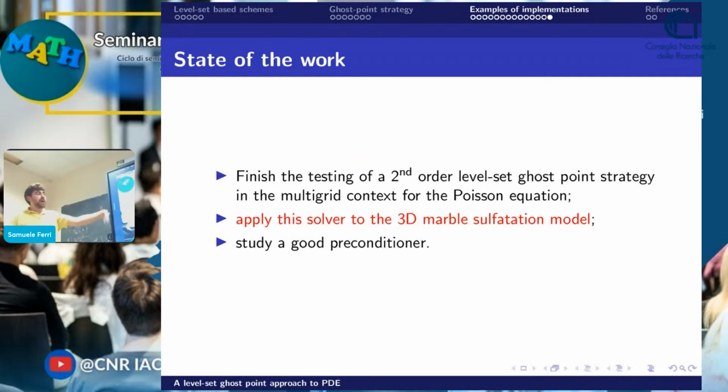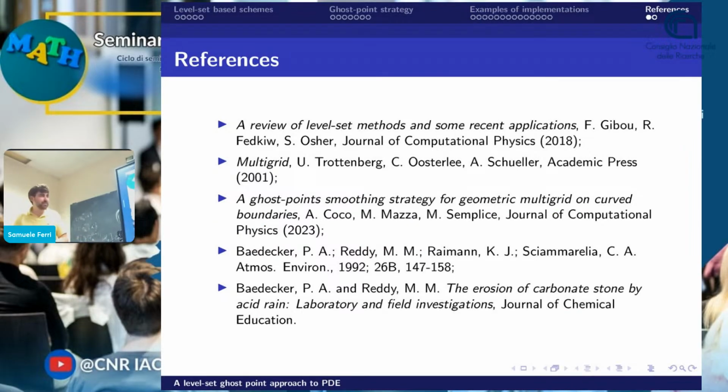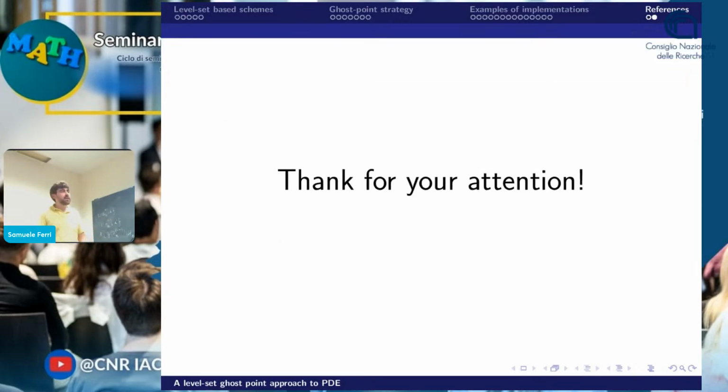And then we want to apply this solver in the context of the 3D marble sulfation model and study a good preconditioner for it, in order to increase the speed of the solver, because a solver of this kind is very, very time consuming. So this is the last topic of this talk. This is a list of references used to write this presentation. And what I want to say to you is thanks for your attention.